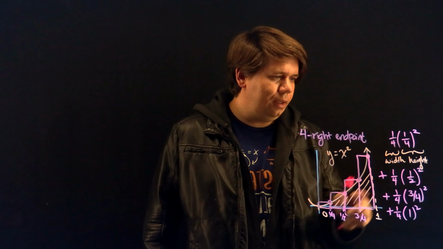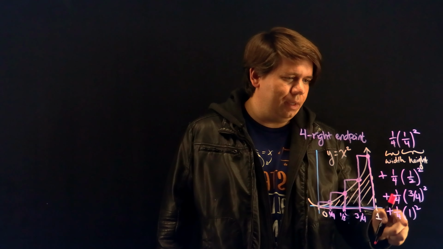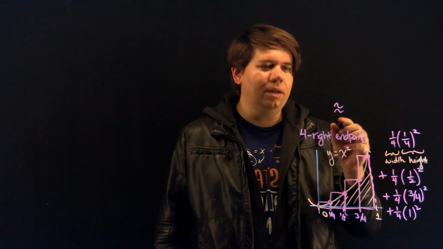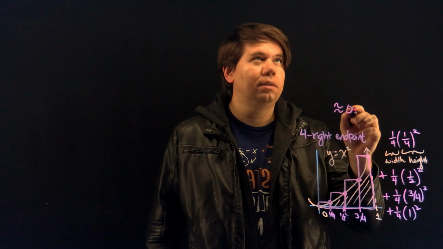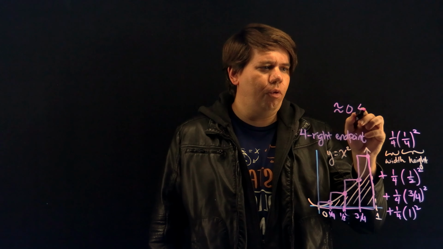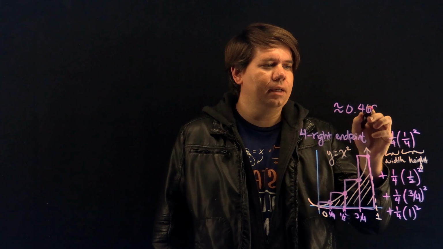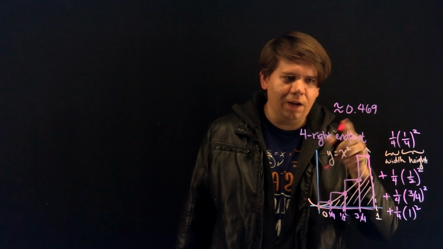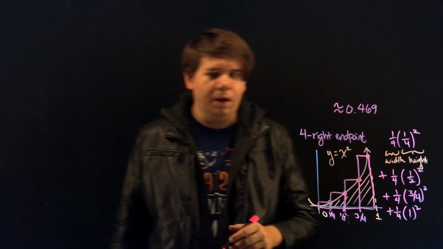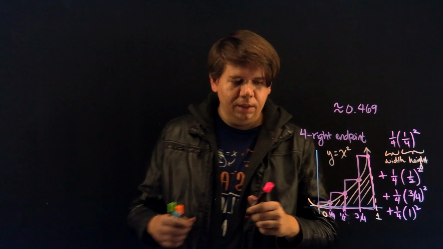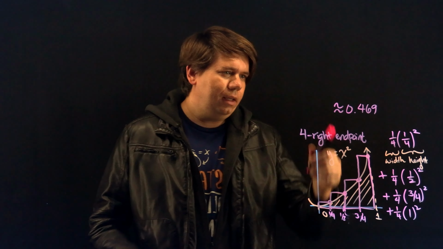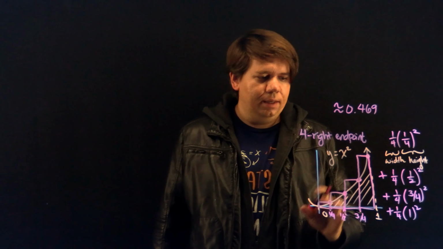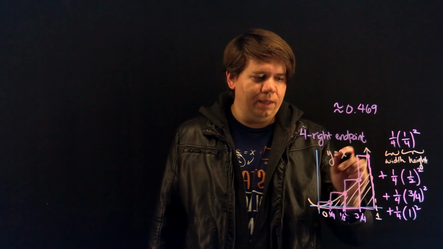So for my 4 right endpoint rectangles, to find the area of these rectangles, I get the area comes out to be whatever the sum is. So sum those all up, and it'll come up to be approximately 0.469, I believe. You can double check, sum that up, you get a fraction that's just shy of a half, about 0.469. So what does that tell me? It tells me that my area is approximately 0.469. Okay, that's when I use rectangles with right endpoints.